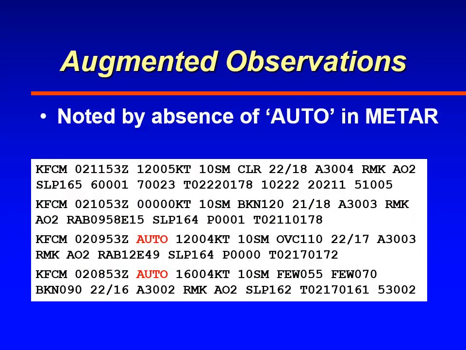You know that an observation was augmented when you look at a METAR and notice there is no AUTO reported in the METAR. When you see the contraction AUTO, that means the entire observation was made by a machine. When AUTO is taken out, that means there is a human being at the airport providing additional information and also backup for the weather machine.